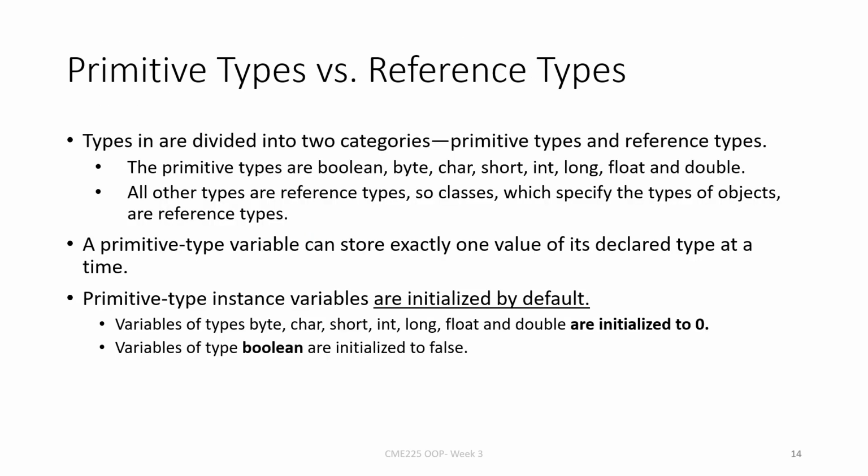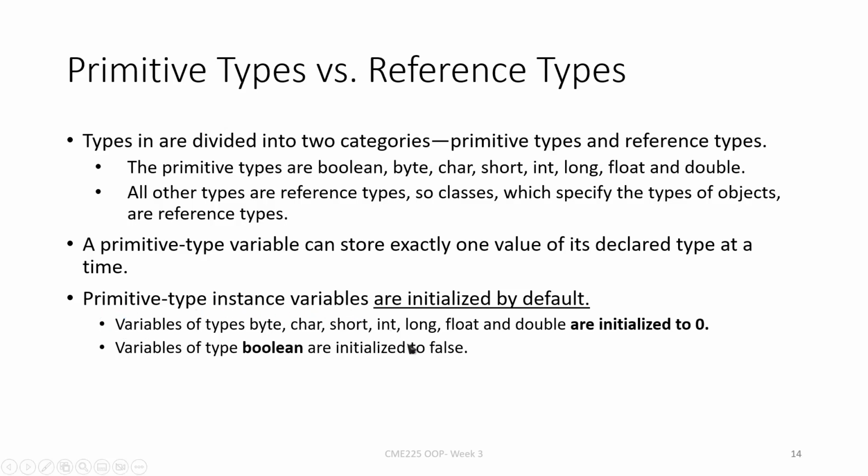Now let's talk about primitive types and reference types. We are dividing types into two main categories, primitive and reference types. Primitives are Boolean, byte, character, short, integer, long, float, and double. And they can store exactly one value of their declared type. You cannot take different types, just one value. Other types, called reference types, are simply classes. They specify the types of objects and we call them reference types.